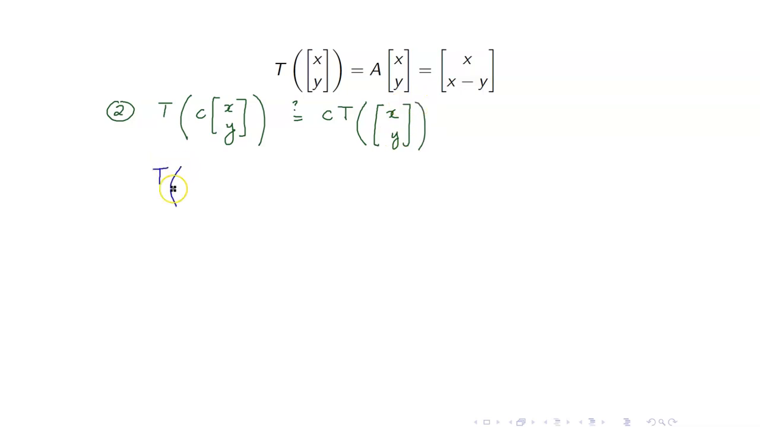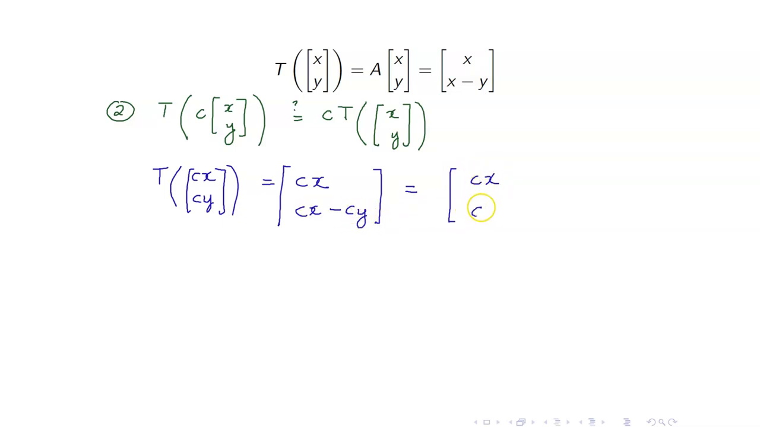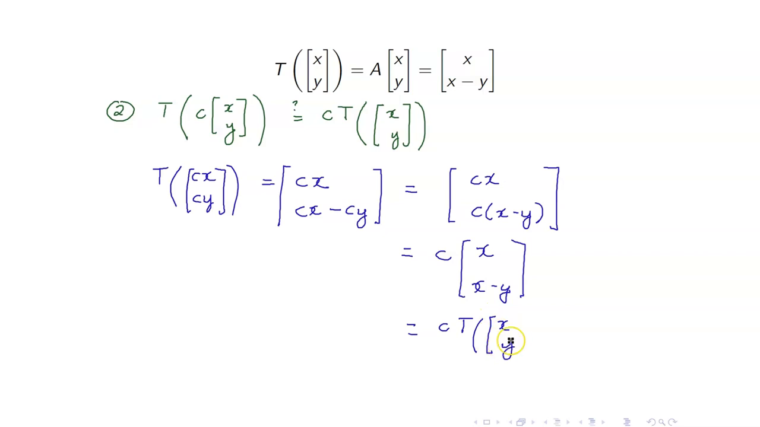Starting with the left-hand side, apply T first to c times (x, y), that is (cx, cy). When we apply T to this vector, we copy the first coordinate and then subtract: first coordinate minus second coordinate. I can write this as (cx, c(x − y)), with a common factor of c. So this is c times the vector (x, x − y). The vector (x, x − y) is T of (x, y). So therefore, this is also true. Hence, we really have a linear transformation.